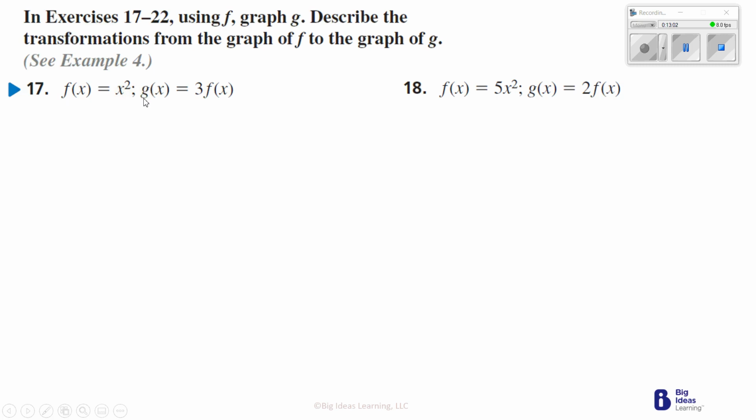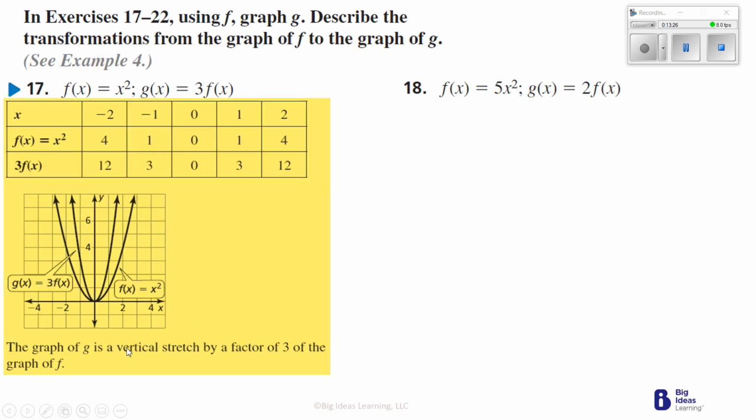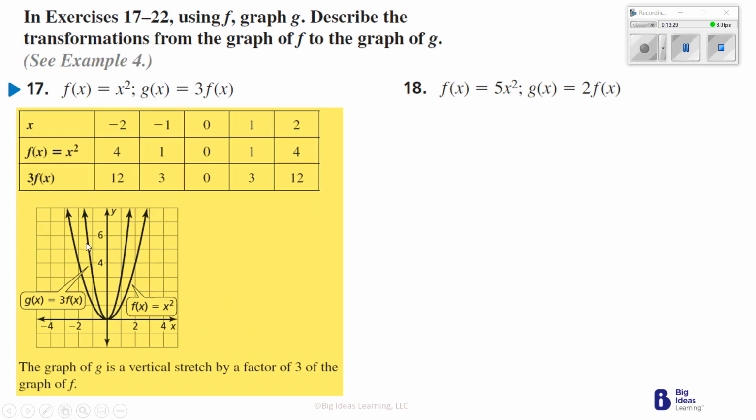Now we have number 17. Let's see, it's saying describe the transformation from the graph of f to the graph of g, well, from f to g. We see x squared, and then we've got 3f of x. So this is a stretch by a factor of 3, right? A stretch by a factor of 3. Vertical stretch by a factor of 3.